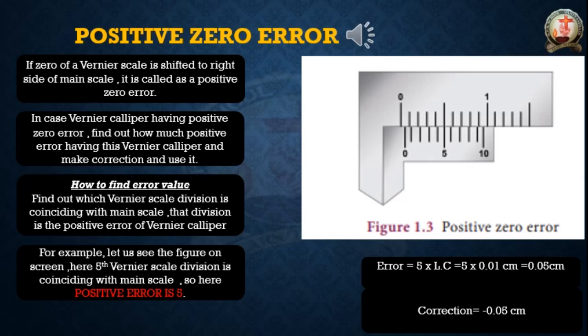Okay, however much error there is, we should add that much correction value. Suppose the error is 0.07, then we should add minus 0.07. Like that. Here what is the error? 0.05 centimeters. So how to correct that? You should add minus 0.05 centimeters. Okay, so plus 0.05 minus 0.05, how much?